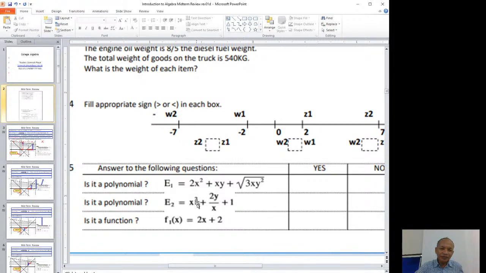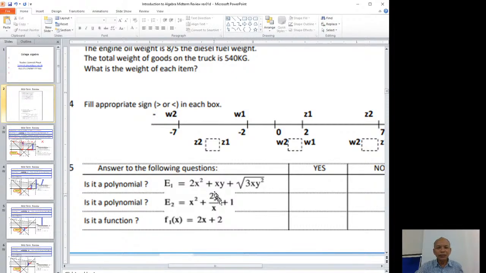x square is a monomial because it's x and the index power is 2, which belongs to n. And then 1 here means some variable, some unknown variable, to the power 0, so it's 1 or 2 or 3.